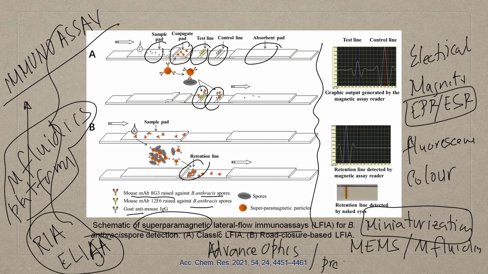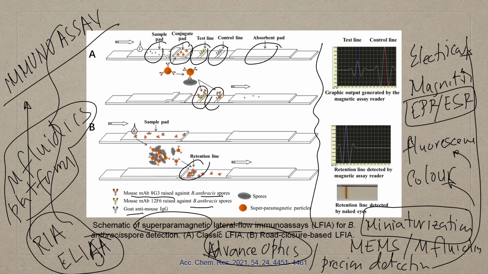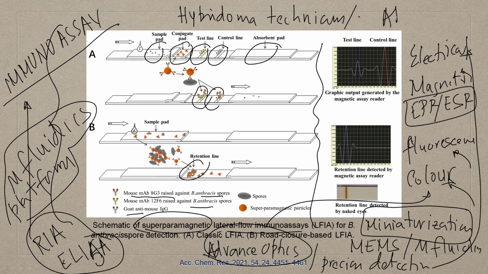Then there is a huge amount of precision detection in terms of electrical signature, magnetic signature, fluorescence signature, and color signature, which has been assisted by advanced optics technology. And on top of that, the hybridoma techniques and other techniques of raising antibodies.